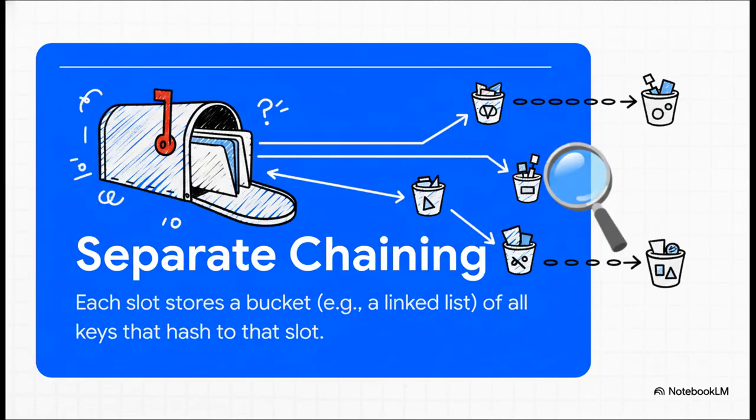So let's put the official name on that first idea. That folders and mailboxes approach is called separate chaining. It just means that every slot in our hash table isn't just a single spot. It's a bucket, usually a linked list, that can hold multiple items. A collision happens? No problem. Just add the new item to the bucket.